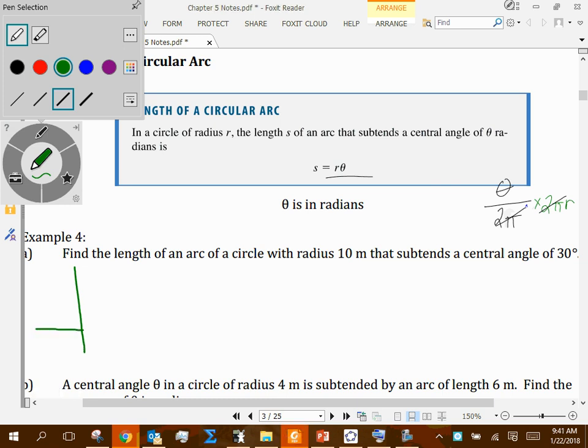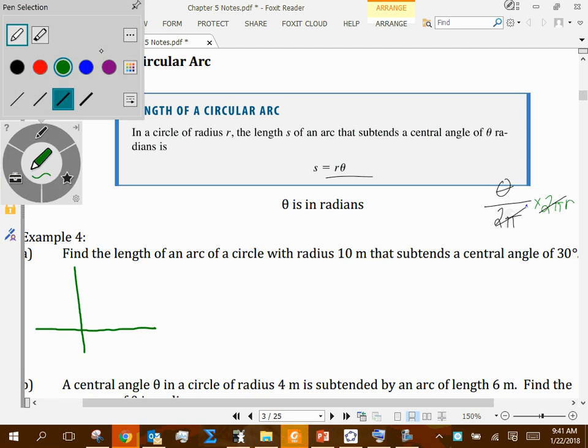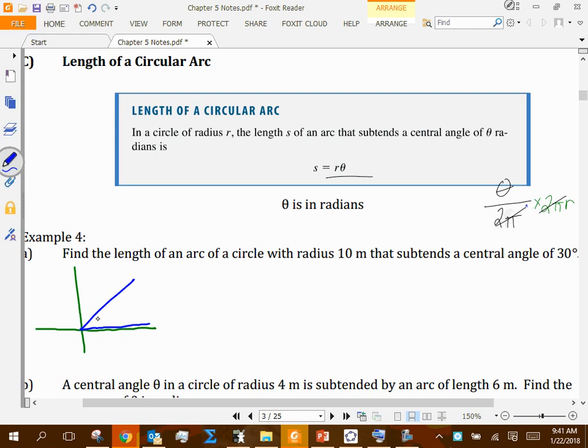So we want to find, I'll just draw a picture. You don't need to draw a picture, I don't think, every single time, but initially it's probably a good idea. Find the length of an arc of a circle with a radius of 10 meters that subtends a central angle of 30 degrees. Okay, so we've got a central angle here. Theta is 30 degrees. And the arc that we would be subtending would be the arc in between those two rays, right? Or the arc of the circle that is cut off by those two rays. Obviously, that circle should be going on forever, right? But we're only interested in the length of that thing right there.